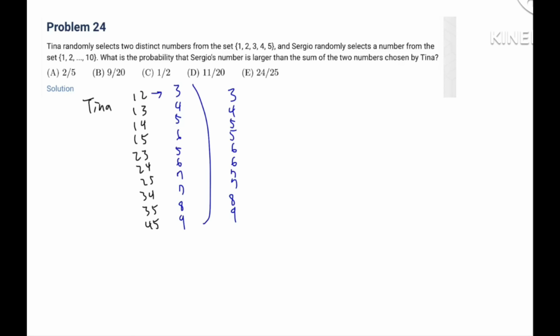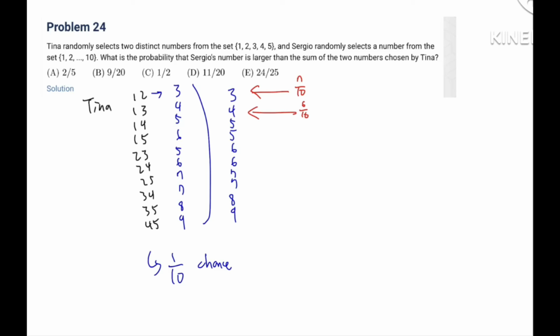Okay, so what's the probability that Sergio's number is larger than the sum of the two numbers chosen by Tina? So Tina selecting any one of these, she has a 1 over 10 chance. And then Sergio selecting. So if Tina gets a 3, then Sergio needs to get anything above 3, right? So it will be 4 to 10. So that will be 7 over 10. Getting a 4, to get something greater than 4, he will need 6 over 10.